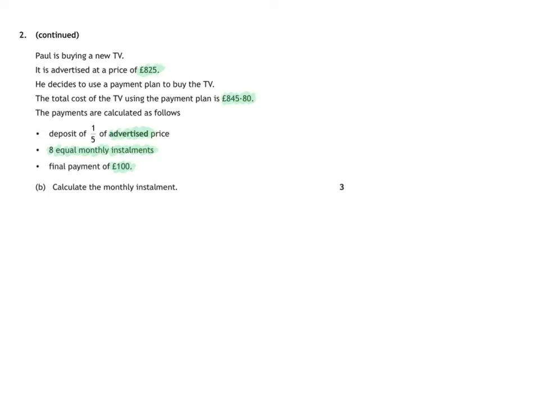So kind of thinking about this, £845.80 is our deposit plus our total instalments. That's not how you spell instalments. Here we go, fix that one. Brain getting ahead of myself. Instalments, and also then our final payment. So altogether, those 3 things should be what comes to our £845.80.